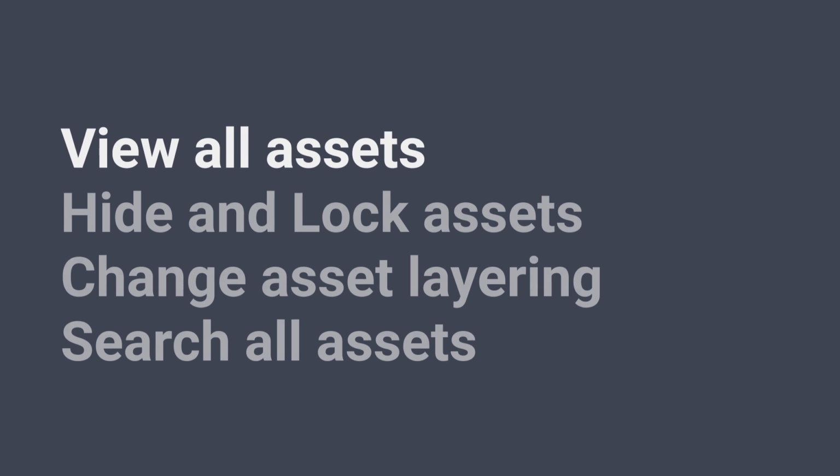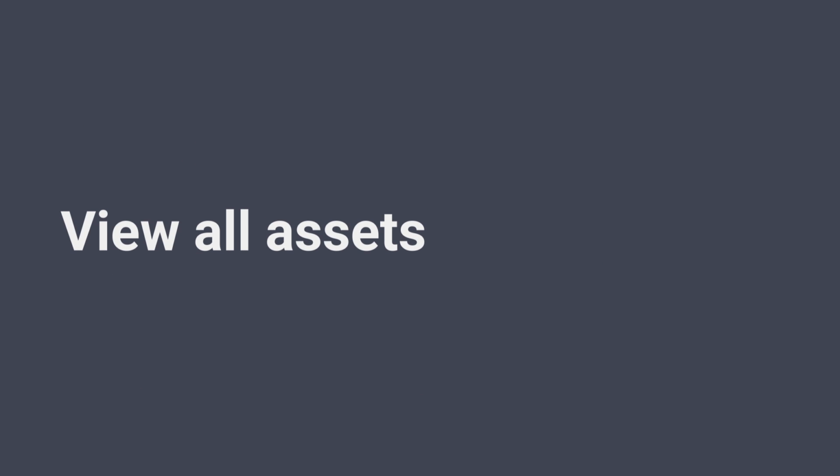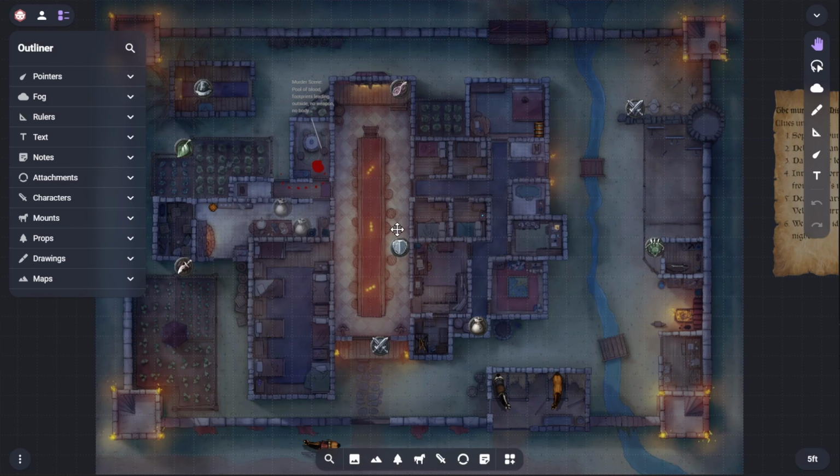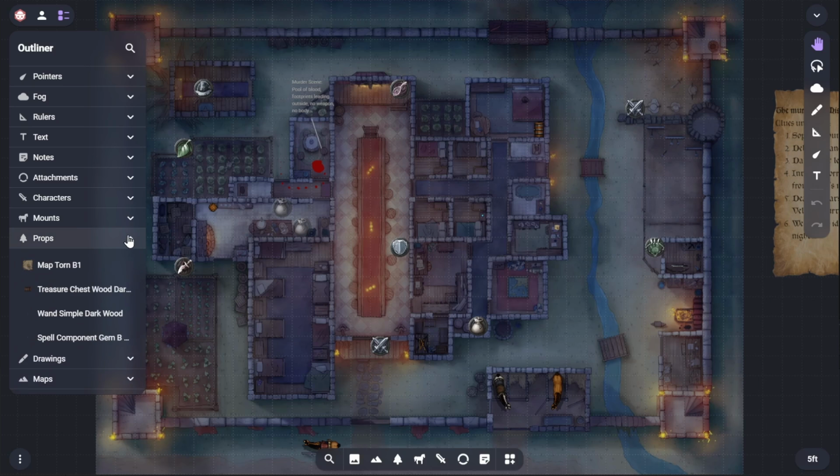Firstly, let's look at how we can view all assets using Outliner to give us an overview of every item in our scene. Each layer can be expanded, and each asset within has its own thumbnail, label, and status icons.